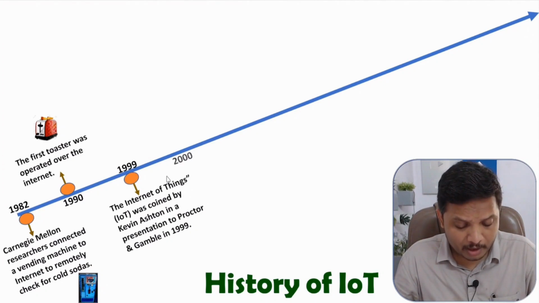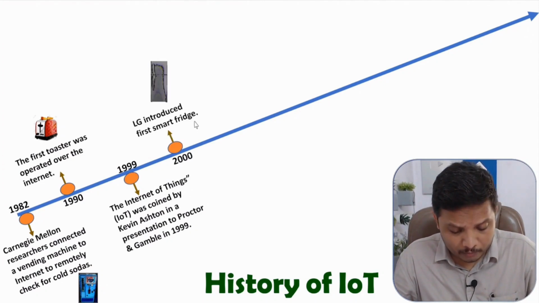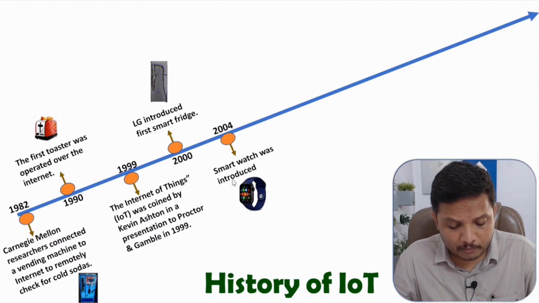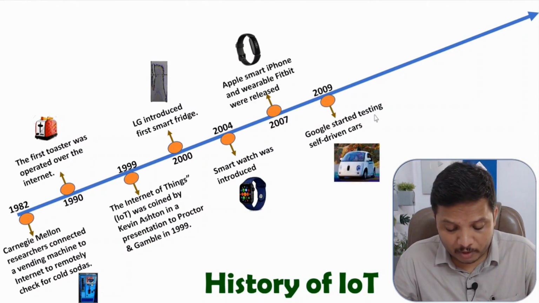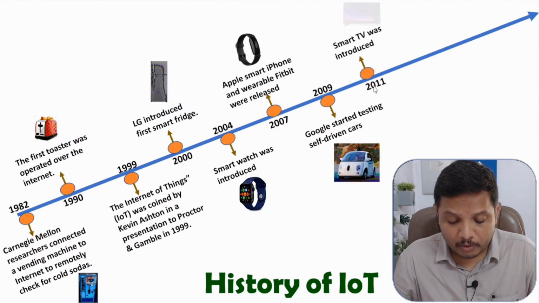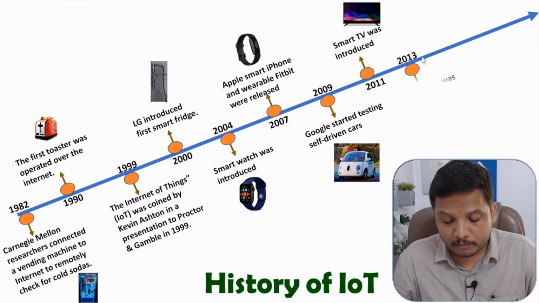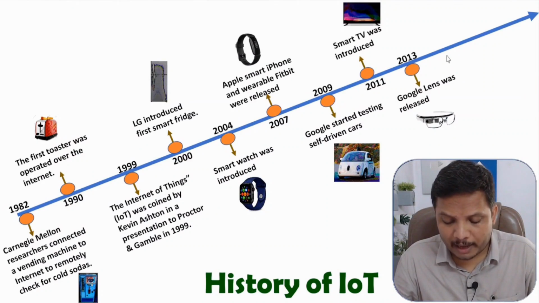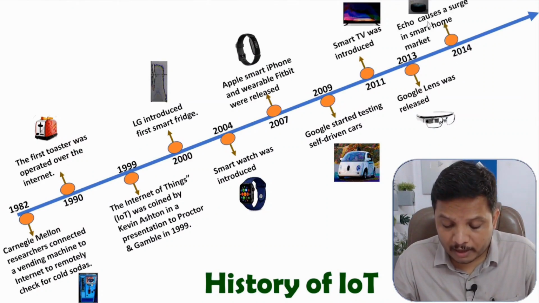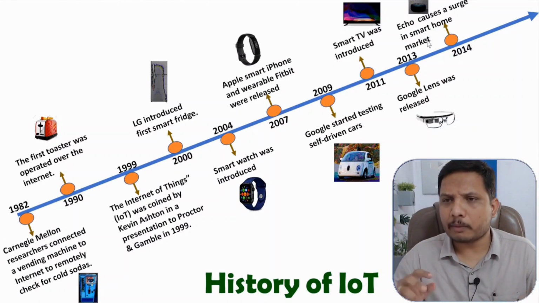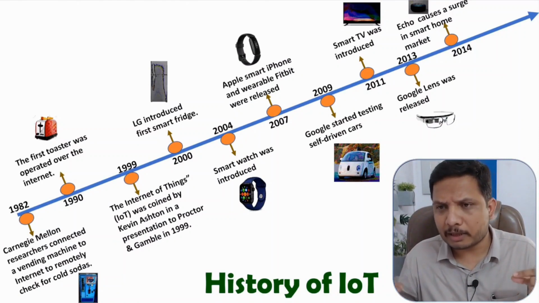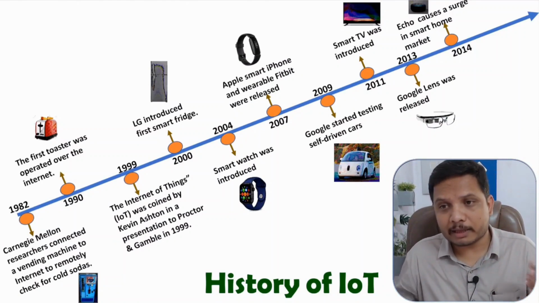Then in 2000, LG introduced the first smart refrigerator. In 2004, the smartwatch was introduced. In 2007, Apple released the smart iPhone and the wearable Fitbit. In 2009, Google started testing self-driven cars. In 2011, the smart TV was introduced. In 2013, Google Lens was released and many applications were launched, right? So in 2014, Echo caused a surge in the smart home market, and in this way, many applications have been upgrading over time. Right, now in 2023, IoT is in huge demand and many people are accessing Internet of Things devices to optimize their lives. They are enjoying their journey in this world.